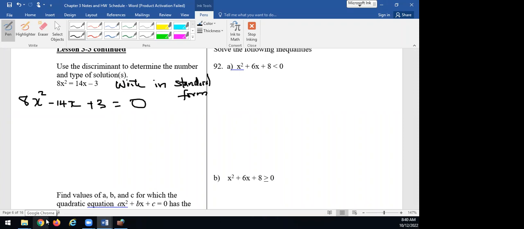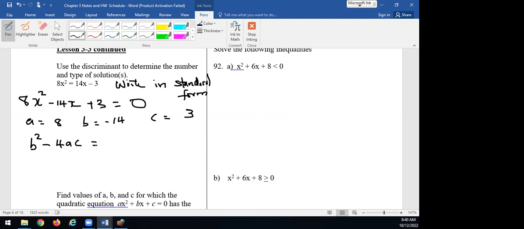Now, this is in standard form. Can you tell what your A value is? 8. What is your B value? Negative 14. And what's your C value? 3. Now, what's the discriminant formula again? It's b squared minus 4ac. So that's all you're going to do. Now, plug these values into your formula, and whatever the result is, that will tell you what the nature of the roots will be. And when I talk about roots, we're talking about the solutions, your x-intercepts, the x values, right?